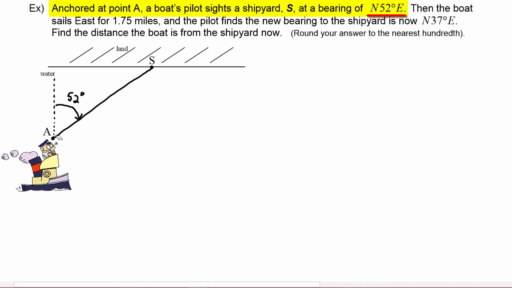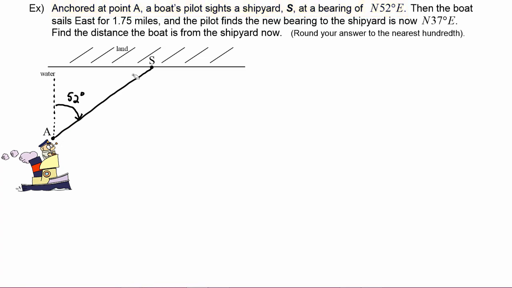So remember, the pilot is always here. The pilot doesn't walk over here or walk over here or walk along this arc. The pilot isn't moving at this point. The pilot is sitting here at point A, starts by facing to the north, and then staying here simply turns through an angle of 52 degrees towards the east, and now the pilot is looking directly at point S. That's the direction that he's looking. Okay, so we got all of that from the first sentence.